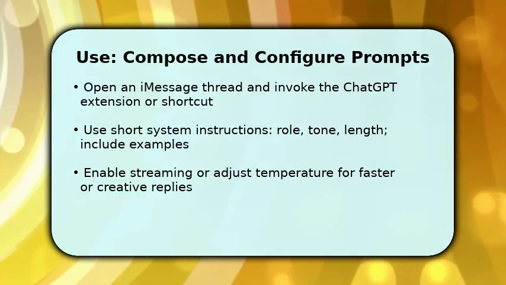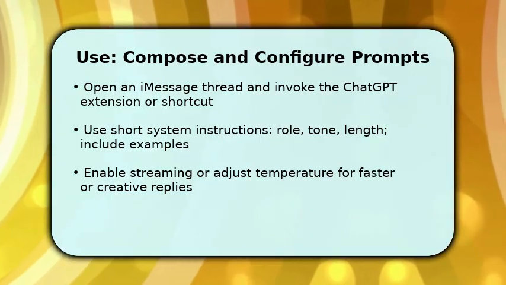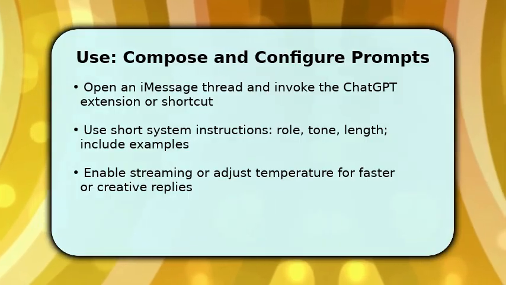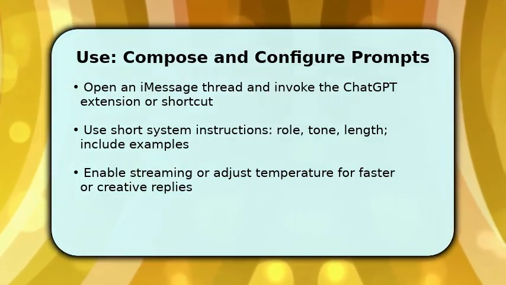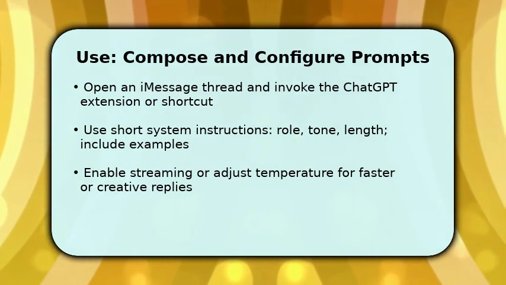Once done, tweak the model settings if available: lower temperature for precise answers, higher for creative text. Also make sure streaming is enabled for faster partial replies, and test using a sample prompt so you can iterate on phrasing if responses miss the mark.